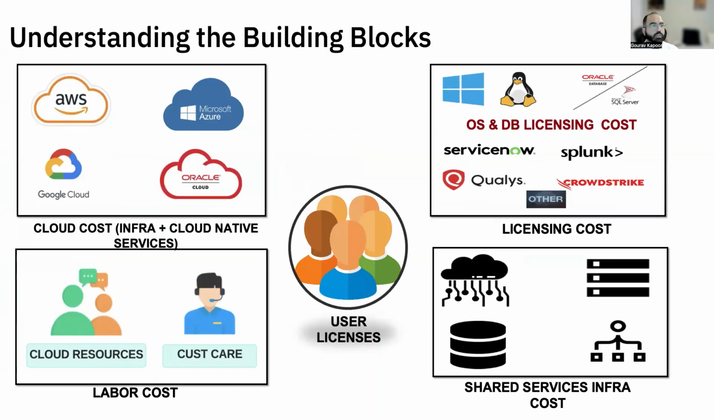Now we looked at the calculation. Now we're going to take a quick look at the building blocks, right? How that metric was essentially derived. So as you saw, the cloud cost is, as I mentioned, these different cloud providers, which would include your infrastructure cost or the cloud native services cost, right? And then you have your labor cost, right? So these are some of the examples here.